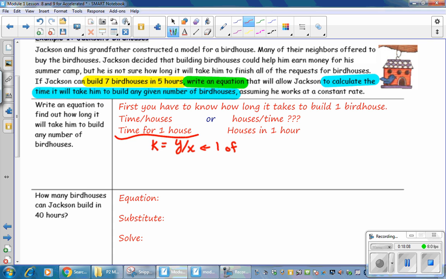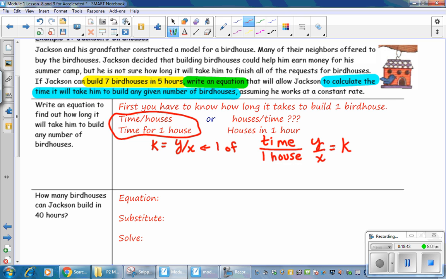So we are going to use the division time divided by house, where y is the number of houses and x is the number of hours. Oh, sorry, that's the other way around. Let's fix that. Again, we want to know how long it takes to build one birdhouse. So we have one house on the bottom, and we have the time on the top. So our time is our y value, and our houses are our x value, and that will equal k.